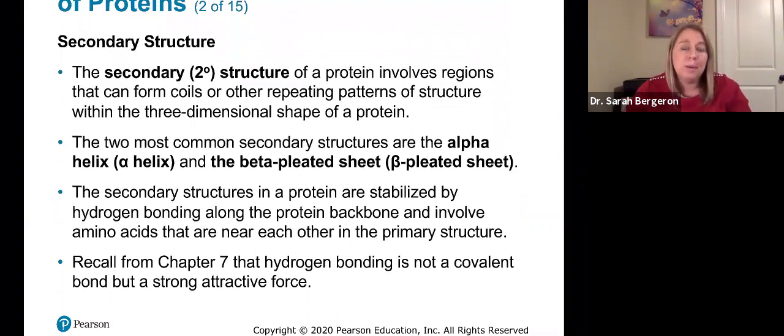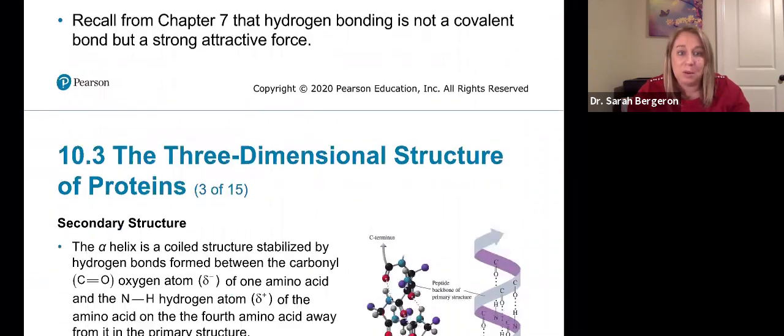And so that's what stabilizes these secondary structures. Remember that when this happens, these aren't covalent bonds, these are hydrogen bonds. We have hydrogen interacting with that oxygen, or remember, nitrogen, oxygen, or fluorine. In this case, it's always going to be the oxygen. But remember, it's not covalent. It's just an intermolecular force. So it's very strong for an intermolecular force, but it's still just an intermolecular force.